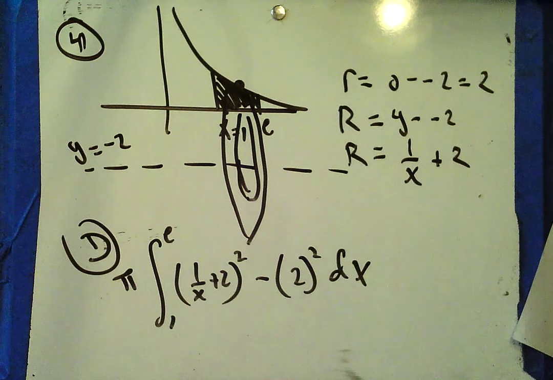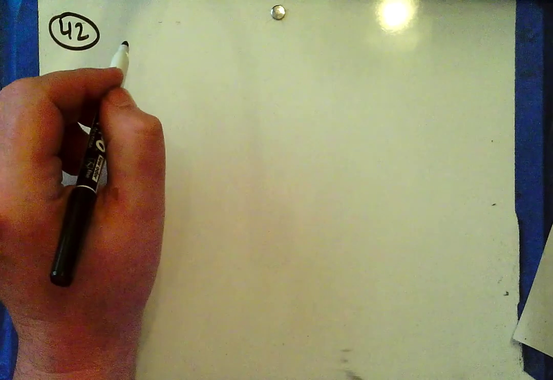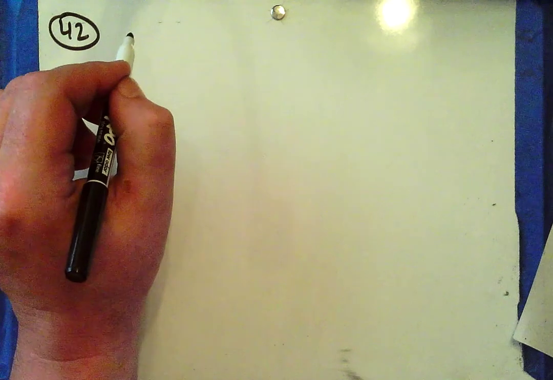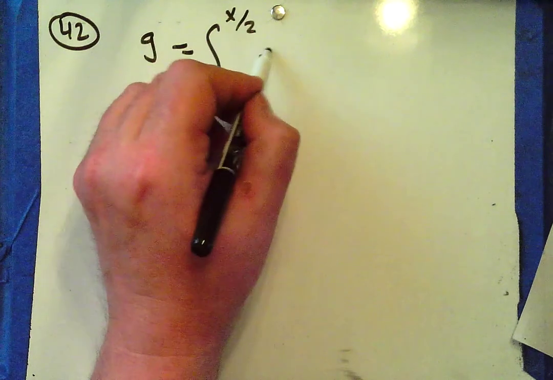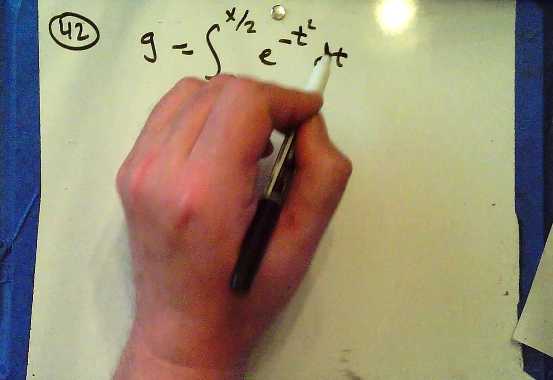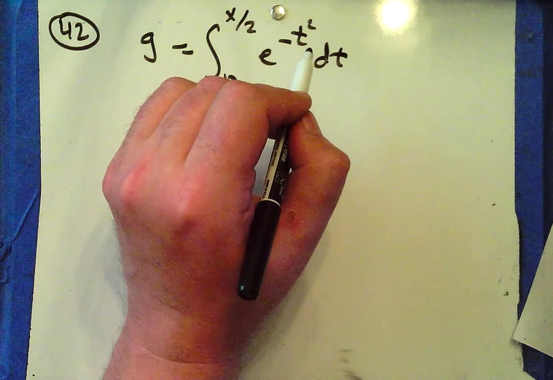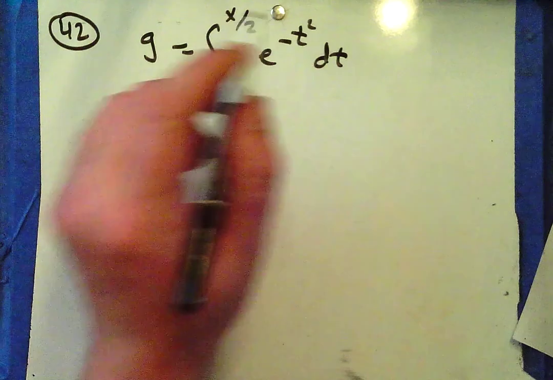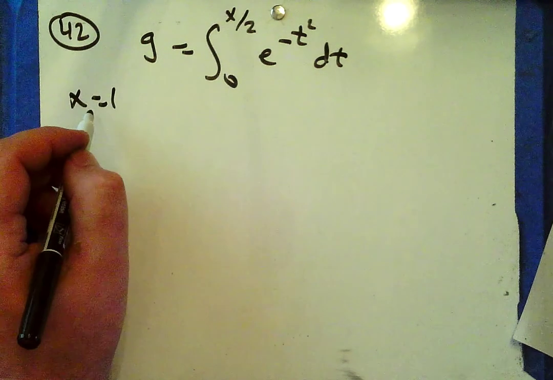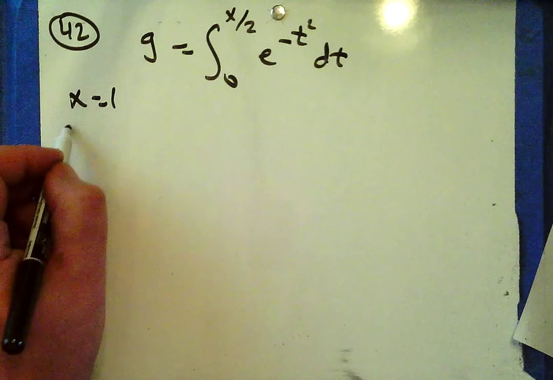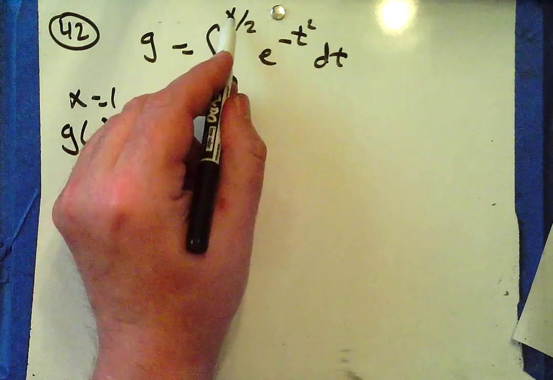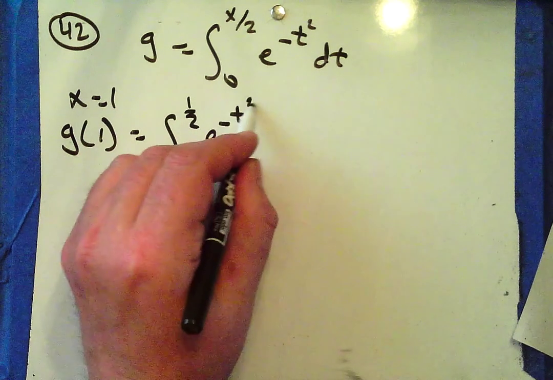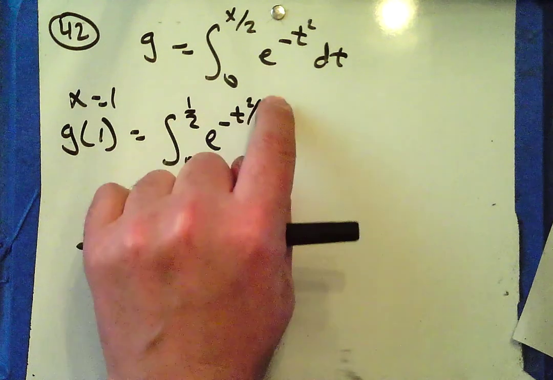Okay, last page, 42. 42. The function g is given by the integral from 0 to x over 2 of e to the negative t squared dt. Write the equation of the tangent line to the graph of g at x equals 1. Okay, so we need an ordered pair. So I need to know what g of 1 is. And that'll be the integral from 0 to 1 over 2, 1 half, of e to the minus t squared dt.